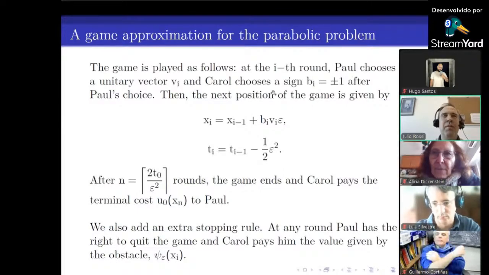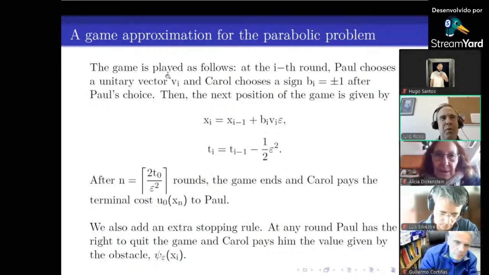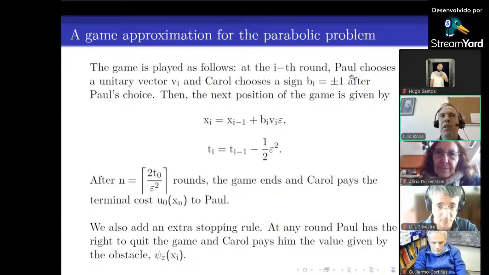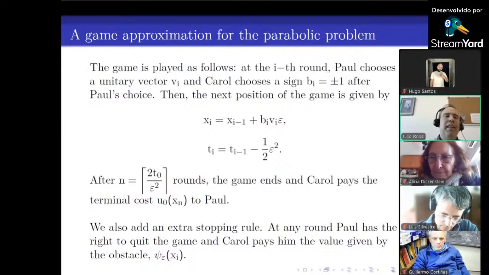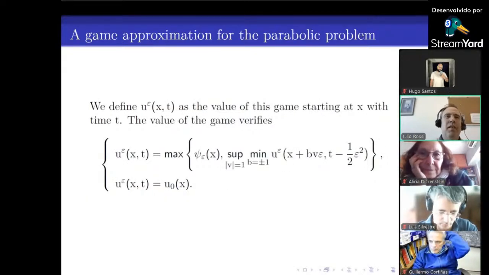provided that Paul chooses the vector v. So she has to decide which sign is going to be used at every possible point, at any possible time, at any possible vector v. Once you fix the two strategies, the poor Paul is going to try to maximize. So he is going to try to take the supremum of the final payoff according to all possible strategies, and Carol is trying to minimize. She will try to minimize the final payoff.